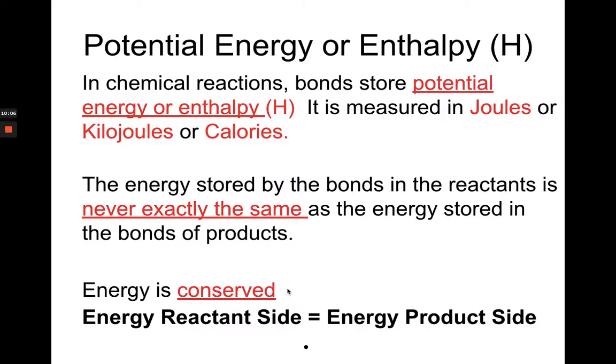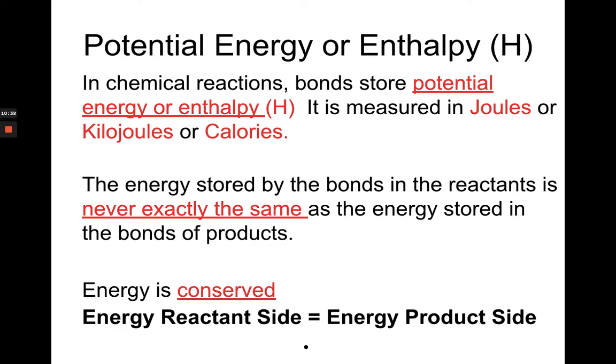Now, we call the energy that is in bonds and that we put in and out here potential energy or enthalpy. And I think because of that H in enthalpy, they usually represent it with the capital letter H. That is the energy or enthalpy that is stored in the bonds during a chemical reaction. So in chemical reactions, bonds store potential energy or enthalpy.